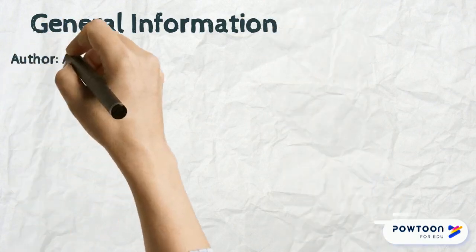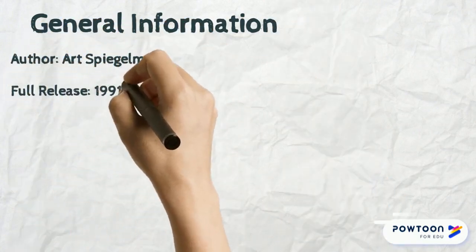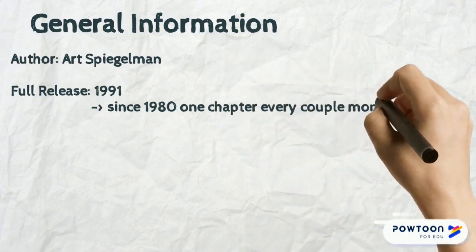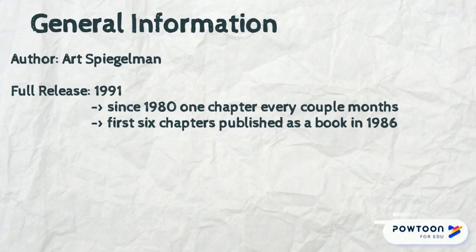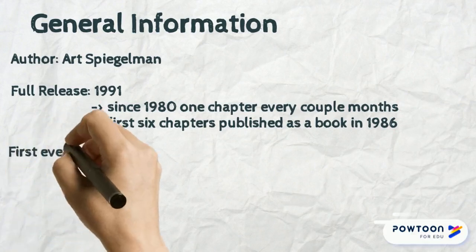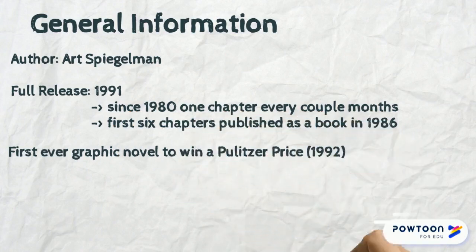First, let's get this general information out of the way. The author was Art Spiegelman, and the book had its first full release in 1991. But since 1980 already, one chapter was released every couple of months in the magazine Raw, and the first 6 chapters were published as a book in 1986. But the most memorable information to me is that Mouse was the first graphic novel to ever win a Pulitzer Prize. It's hard to imagine, but back then, graphic novels and comics were merely more than childish books, and one to win a Pulitzer Prize was incredible.